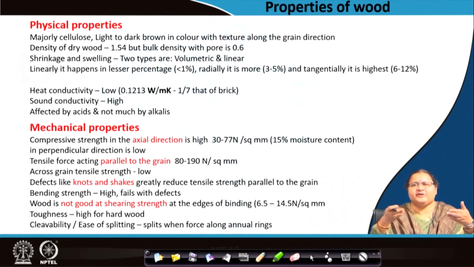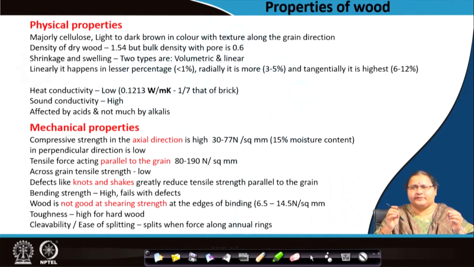When it is parallel to the grain, that is along the xylems and the phloems, it takes maximum tension of 80 to 190 Newton per centimeter square. In compression in the axial direction, it is 30 to 77 Newton per square millimeter. But you see in the bracket it is written with 15% moisture content. So, we always consider this moisture content as 15% given.